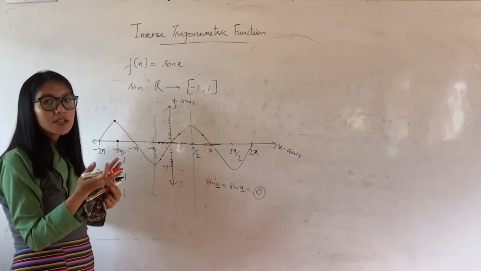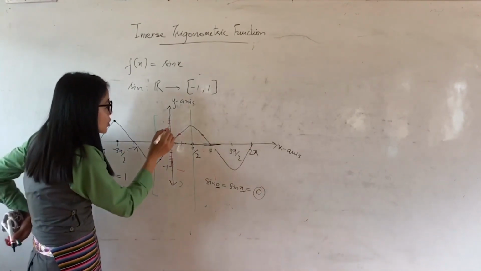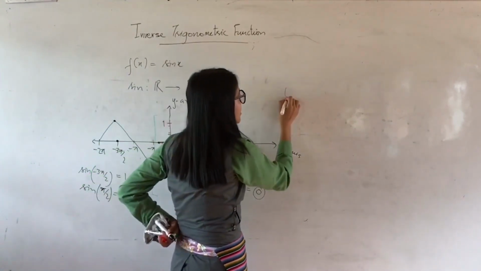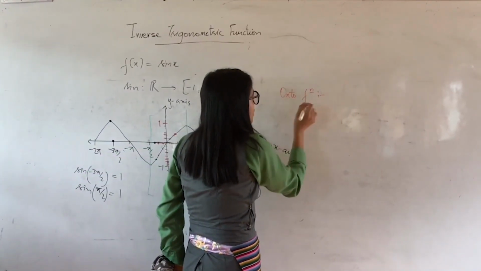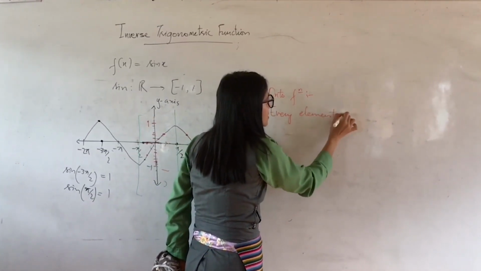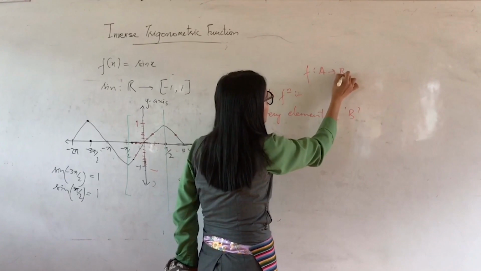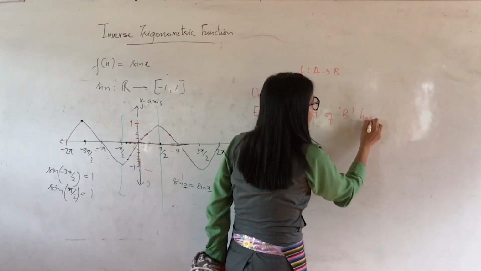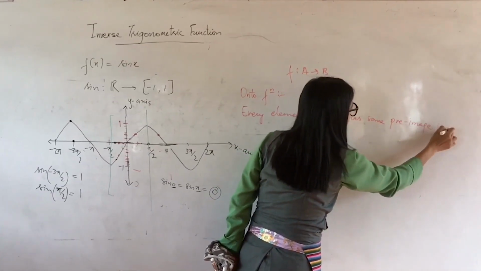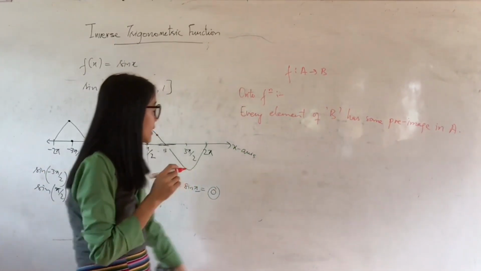Now we have to see whether the function is onto or not, because for the function to be bijective, it has to be both 1-1 and onto. So now we will check whether the function is onto. You remember the definition of onto function? For an onto function, every element of the second set B, where my function f is from set A to B, has some pre-image in set A.